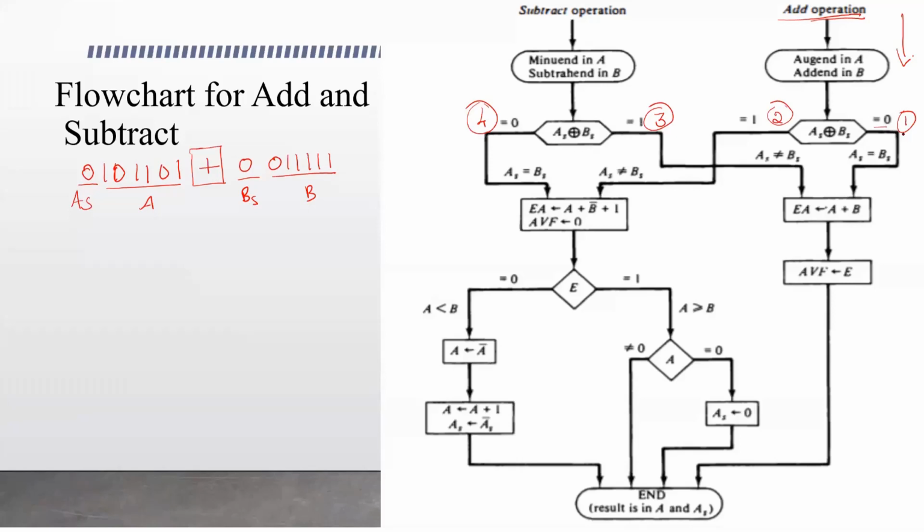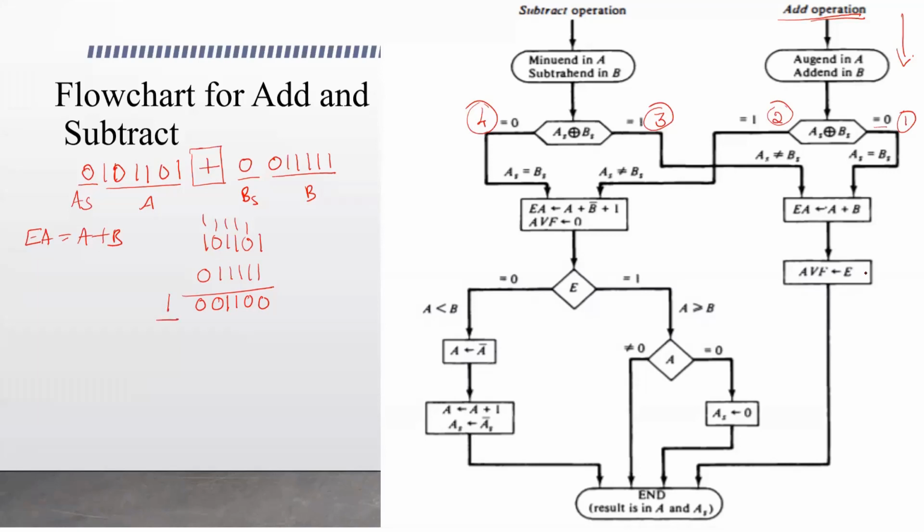So what is this path 1? What is the operation we need to do here? EA is equal to A plus B. What is A? 1 0 1 1 0 1. And B is 0 1 1 1 1 1. When you add, 1 plus 1 is 1 0, then 1 plus 1 plus 1 is 1 1, again 3 ones, 1 1, and the result is 1 0 1 0 1. Now the carry is 1.